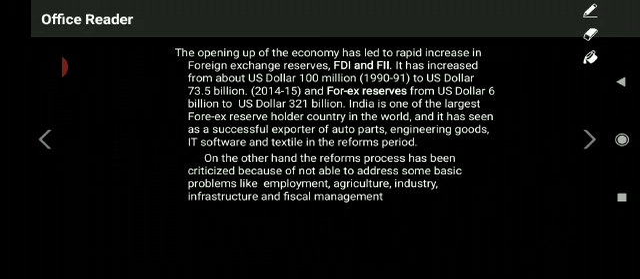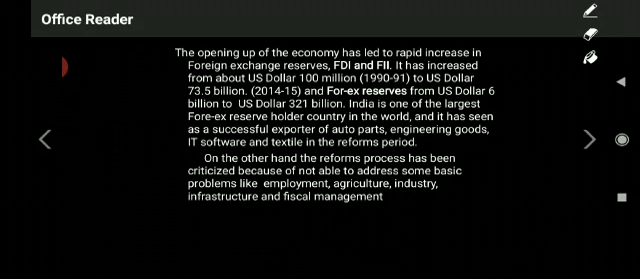And one more interesting thing is, India is one of the largest foreign exchange reserve holder countries in the world, and it is seen as a successful exporter of auto parts, engineering goods, IT software, and textiles in the reforms period. So it has become one of the great exporter countries of the world during the reforms period because of exporting huge amounts of auto parts, engineering goods, IT software, and textiles.